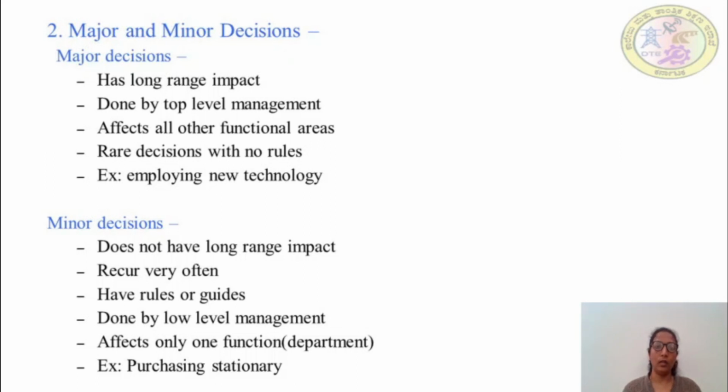Diversification of existing product lines and adapting new technologies are major decisions. The decision to procure raw material is a minor decision. Major decisions are made at higher level and minor decisions are taken at lower level in the organizational hierarchy.